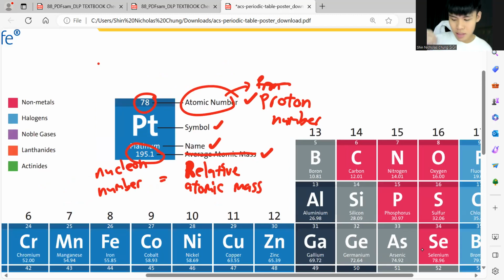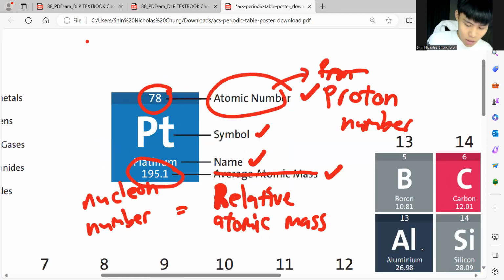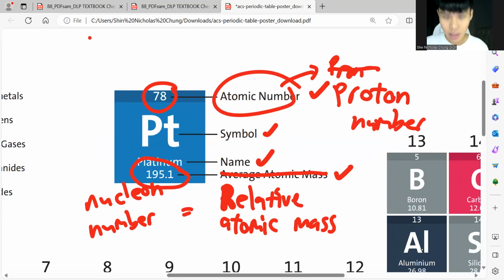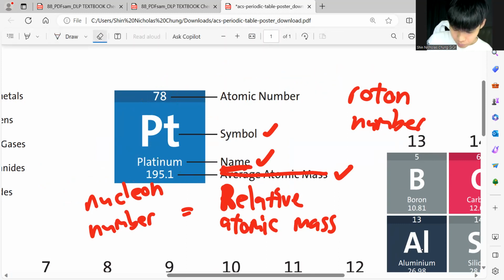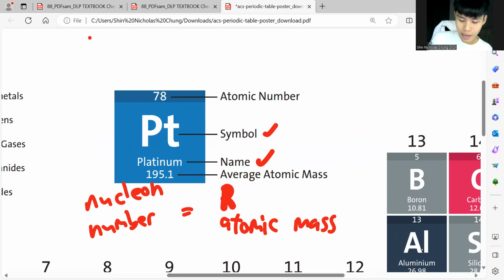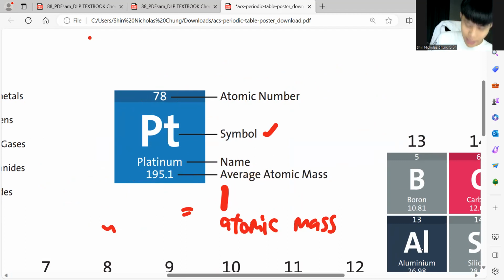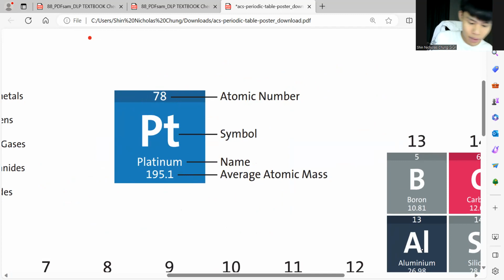Then the symbol just represents the element, like calcium is Ca, copper is Cu, that's it. And the name will just be the name, normal as it is. So now you know how to look at it already, right? So we go to the next step, the harder bit.